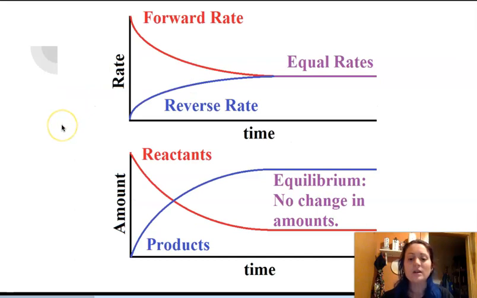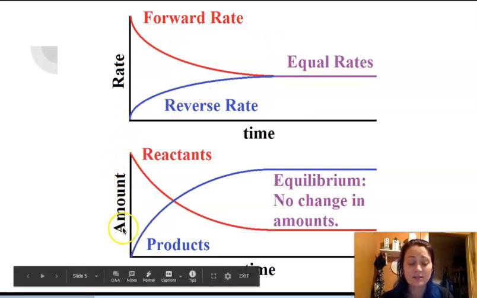All right. So these plots are for a reaction where you initially start with all reactants. So, okay, let's look at these. The top plot is rate versus time. So this is a classic kinetics plot here. And then we have the amount or concentration versus time on the bottom. So another classic kinetics plot. All right, let's look at the bottom first.